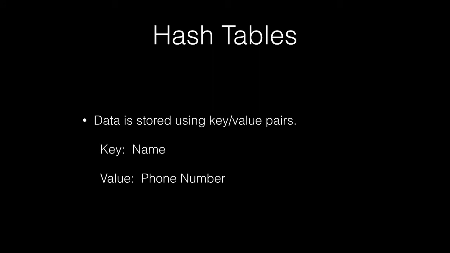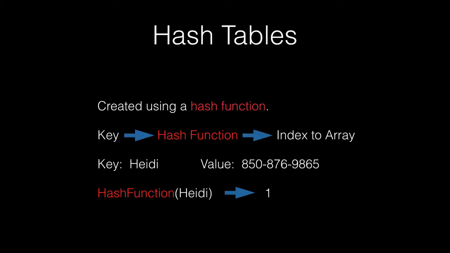Well, hash tables make it a lot easier because the data is stored using key value pairs. In this example of a name and a phone number, the key might be the name and the value the phone number. Let's take a look at how this works. In order to map the key to the subscript within an array, we have to use a hash function. That hash function is going to take in that key and it's going to output the index or subscript within the array that it's stored in.